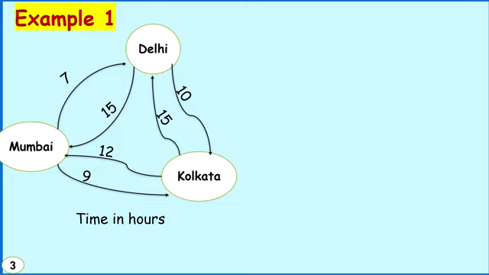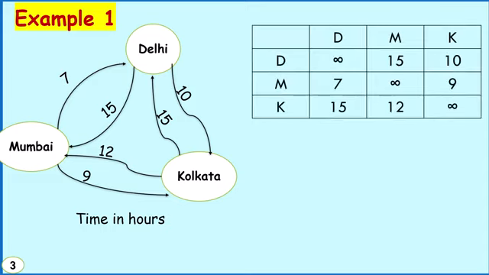In order to solve that, I will keep this data in a table form, in matrix form. D represents Delhi, M represents Mumbai, K represents Kolkata. Delhi to Delhi there is no need of traveling, so nothing is allocated, and that is why this is represented as infinite. Delhi to Mumbai it is 15 hours, so I will be writing 15. Delhi to Calcutta it is taking 10 hours, so I will be writing 10.